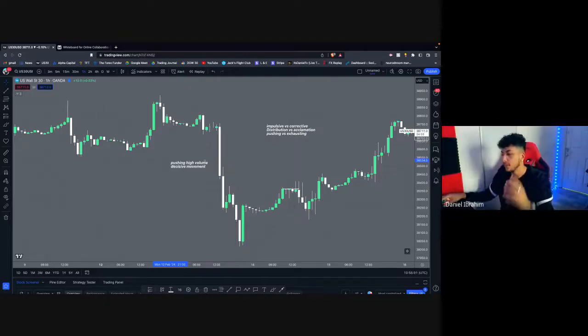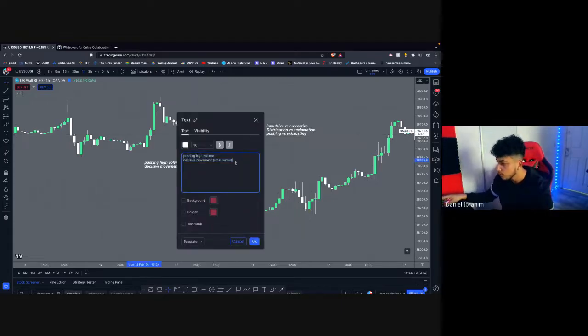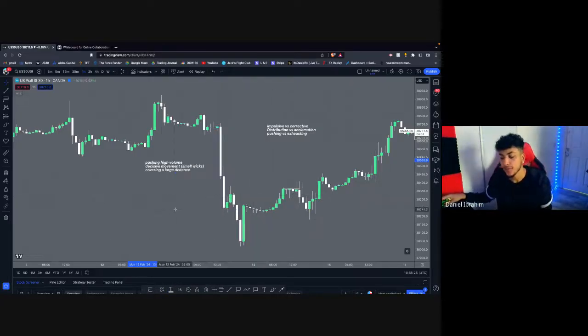All right. So it's a decisive movement. What it means is there's typically no wicks or small wicks. I'll give you a visual example of this in a moment. It's usually covering a large distance. Cool. So these are the three characteristics you're looking for in order to identify an impulsive movement.